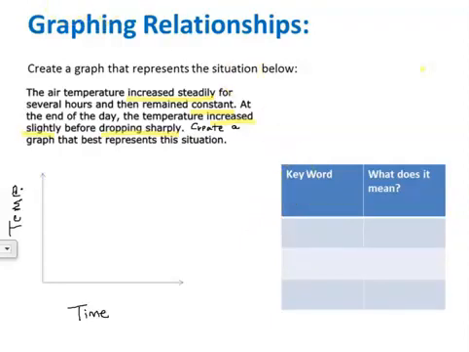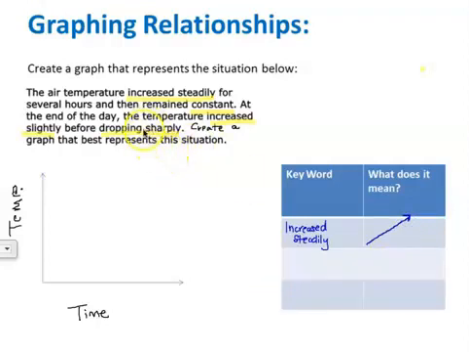So I'm going to write that down in this little chart. And what does increase steadily mean when it comes to graphing something? Well, it means it's increasing, right? And it's increasing steadily, so it's increasing at the same amount over time. So it can look something like that.